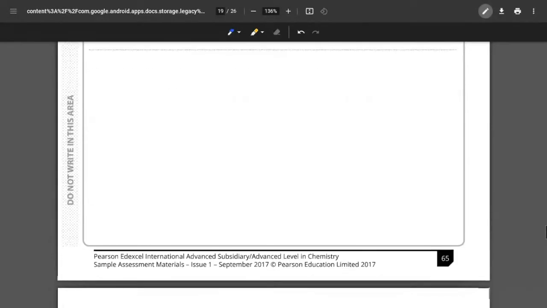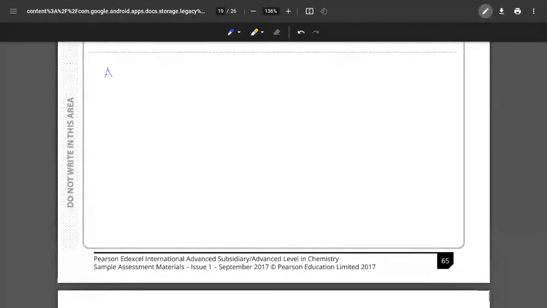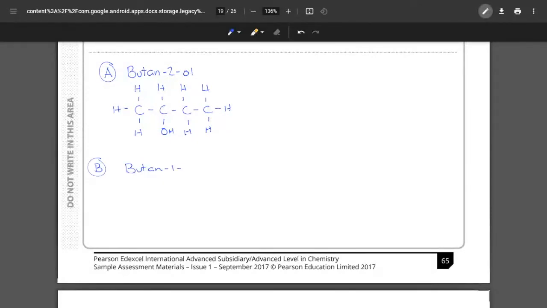So you're given some space down at the bottom, so the best thing to do is to draw them. So A was butan-2-ol, so that's your 4 carbons with your OH group on carbon number 2. Compound B was butan-1-ol, because remember, of course, these are all isomers. They all have that same molecular formula. And butan-1-ol has its OH group on carbon number 1.